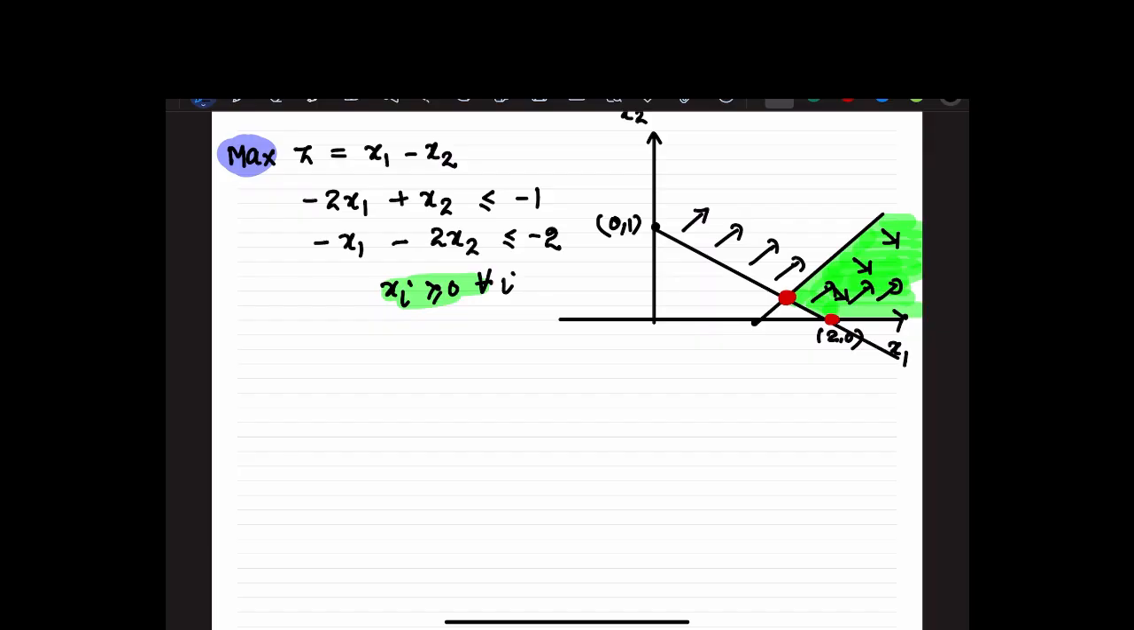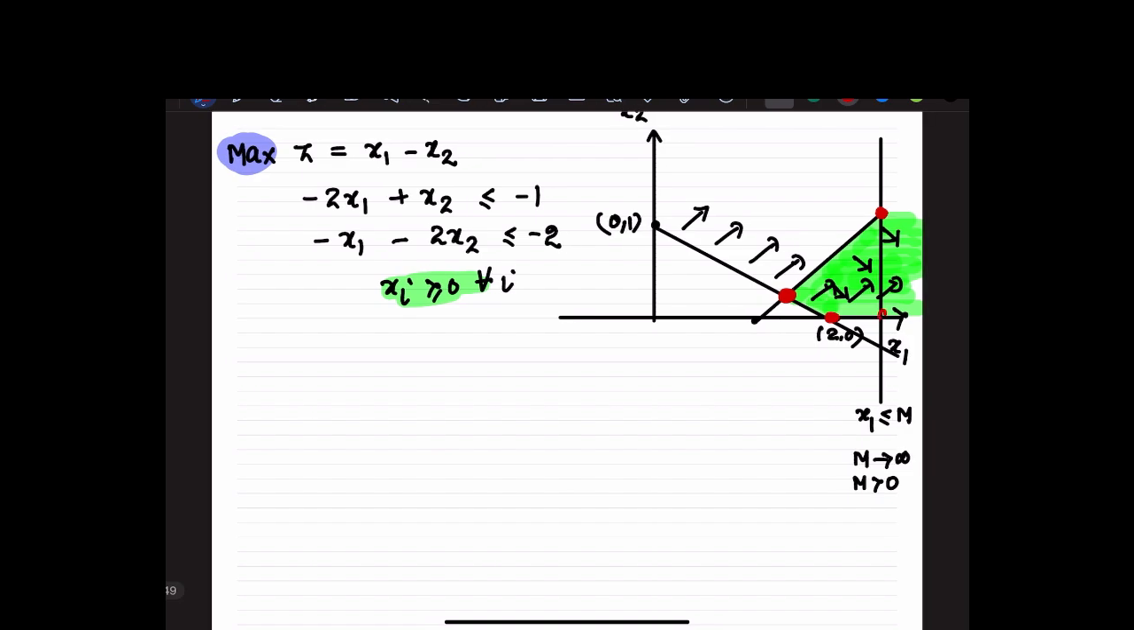So what you can do is, arbitrarily, you can bound this region. Let's say I draw a constraint that is this. और वो constraint क्या है? x1 being less than equal to some capital M, where M is very large. And here M is non-negative also. So now the region is bounded and now I have more corners. What are the corners? This is the corner and this is the corner.